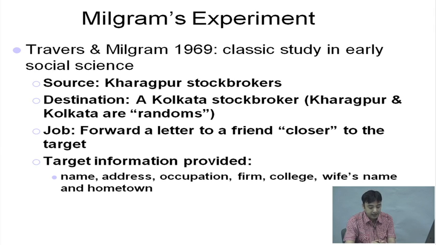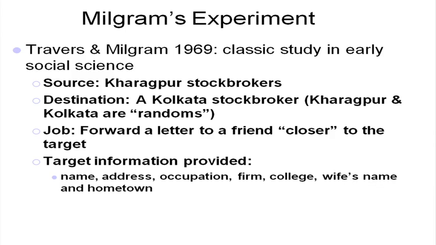So, what they said is that suppose you have a source, say Kharagpur, and there is a stockbroker in Kharagpur who wants to send a message or a packet to some stockbroker in Kolkata. Now, what this stockbroker does is forward this letter. He does not post it using the usual postal codes. What he does is he passes this letter to one of his friends. This letter actually has the name, the address, etc. of the destination stockbroker.